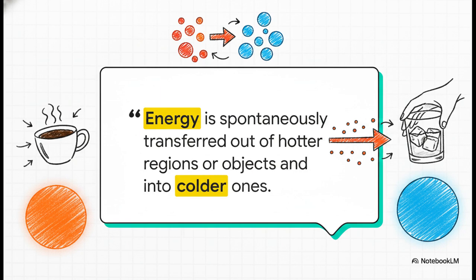Energy is spontaneously transferred out of hotter regions or objects and into colder ones. Whenever you see a temperature change happening between two materials, it is always because higher energy particles are colliding with lower energy particles, transferring that energy down the line. That, my friends, is the definitive answer to our warming cup mystery.